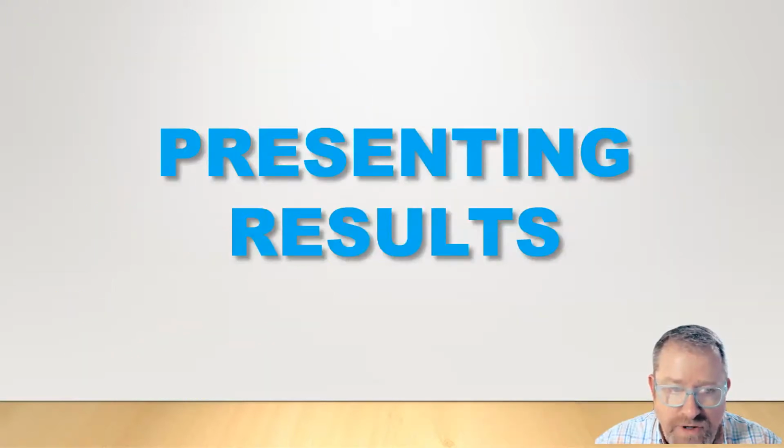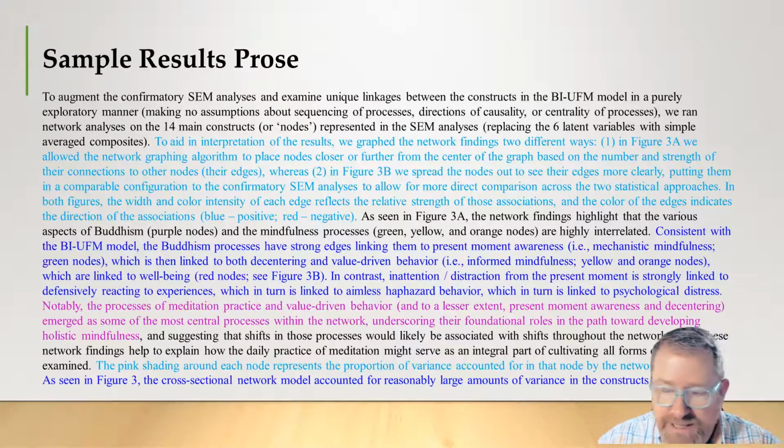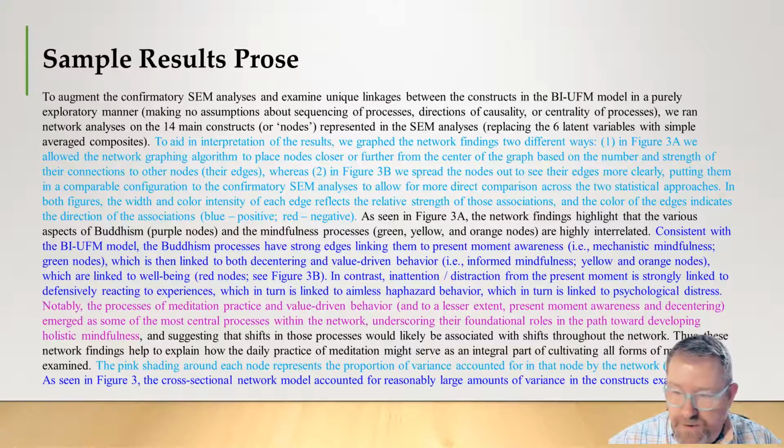And then I just thought I would show how I wrote this up. This is the analytic strategy prose that I used. I explained what we were running it on, and I explained why we use the model selection and gave all of the citations. And then I gave sample results prose from this paper.